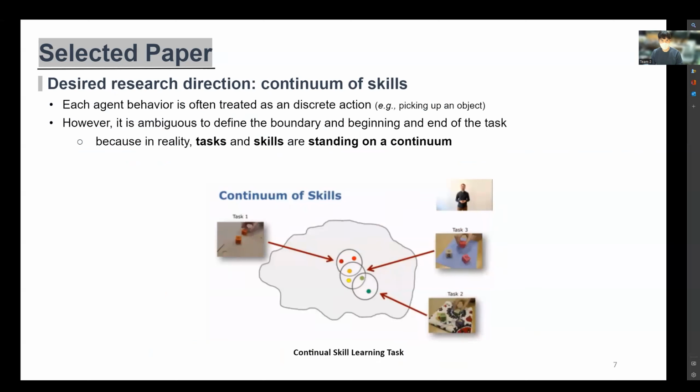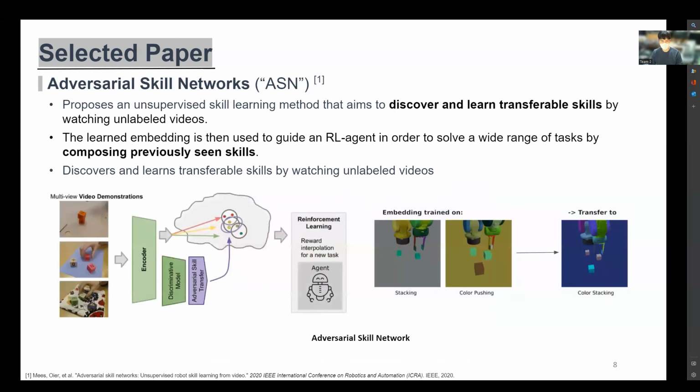In a typical robot learning task, each agent behavior is often treated as a discrete action. However, in reality, tasks and skills are continuously learned like humans. Therefore, the concept of a continuum of skills was introduced. ASN, introduced in the selected paper, proposes an unsupervised skill learning framework from video input. The learned embedding from ASN can then be transferred to learning a new skill by an RL agent.